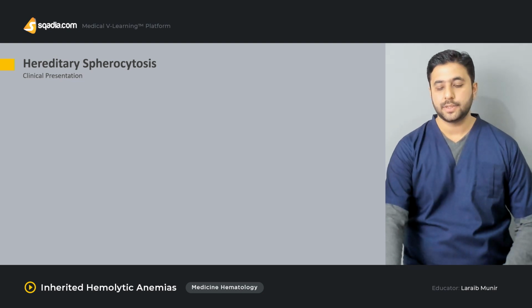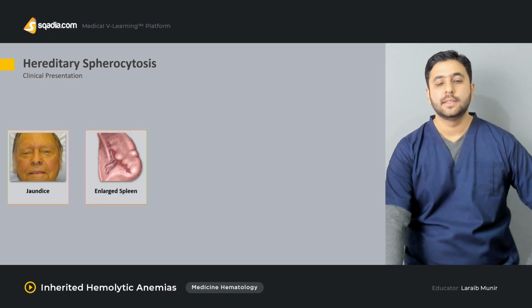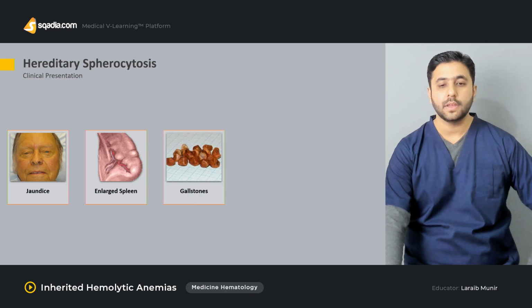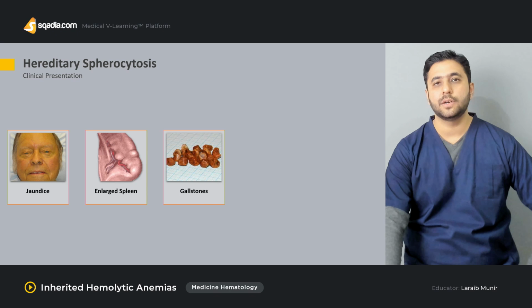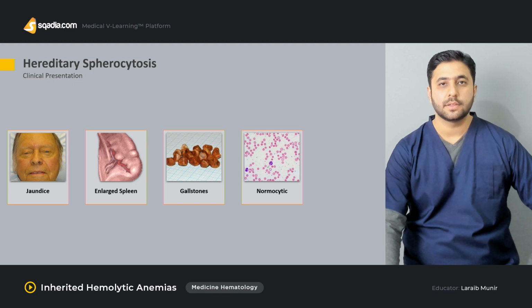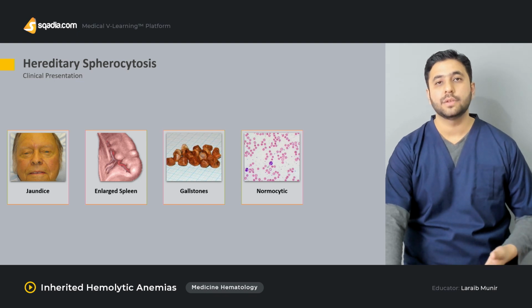The clinical presentation will be the same general features which we discussed. There will be jaundice. The spleen will be enlarged because of destruction of the RBCs in the spleen. Because of increased availability of the bilirubin within the bile, that leads to saturation of the bile with the bilirubin, and it can lead to gallstone formation, specifically pigmented gallstone formation. And this can even lead to the development of cholecystitis in these patients.